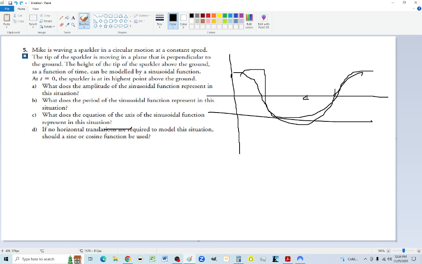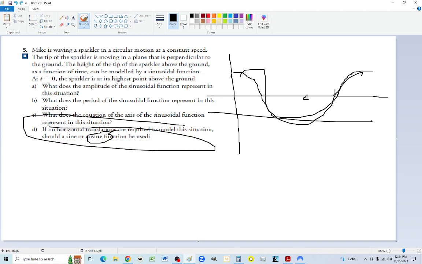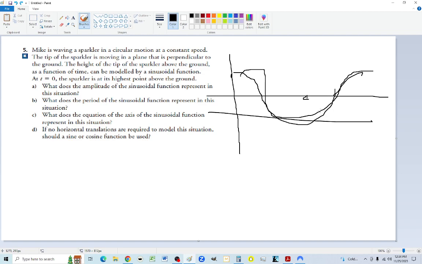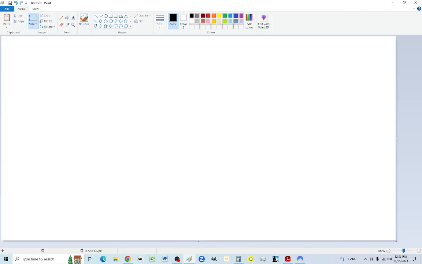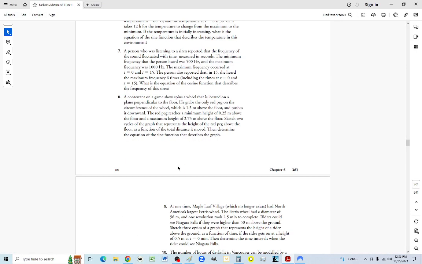If no horizontal translations are required to model a system, should a sine or cosine function be used? Cosine, because cosine starts at a max value, and they say the sparkler starts at time 0 at the highest point, if we're not going to do a horizontal translation. Now, ideally, you do not want to hit the ground at the bottom, so you should add a vertical translation. Otherwise, the sparkler would go out.